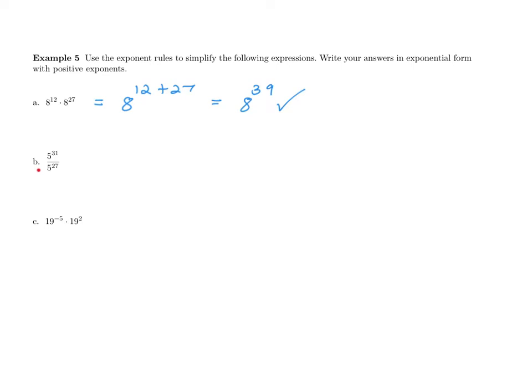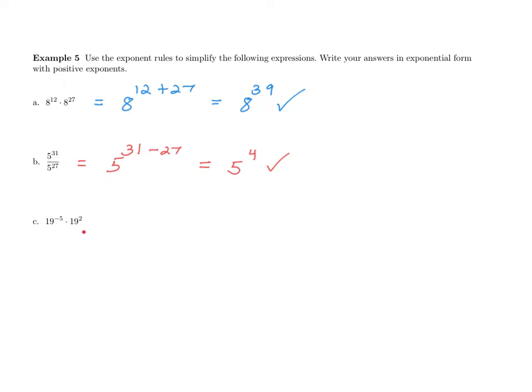For part B, now here we're dividing. We have an exponent of 31 and an exponent of 27. The base on the top and bottom are the same. Therefore, this is 5 to the 31 minus 27. And this means we have 5 to the 4 left over. 4 is a positive integer. This is an exponential form, so that's the answer.